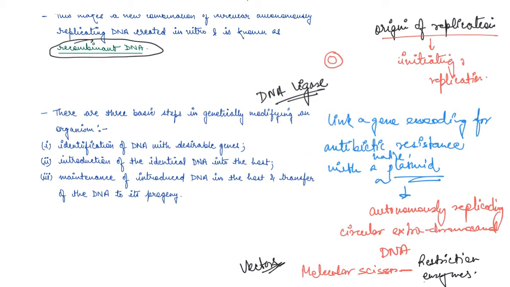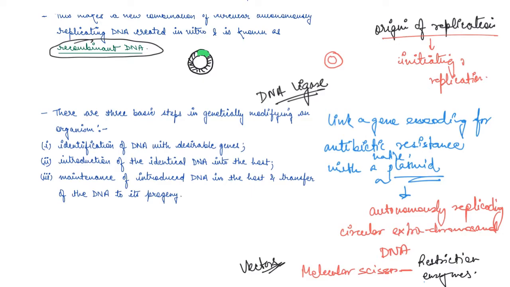So basically, say this is a DNA vector. You have this plasmid DNA, and then there is a part of DNA which is to be transferred, right? They are joined together by DNA ligase, and we make a recombinant DNA.